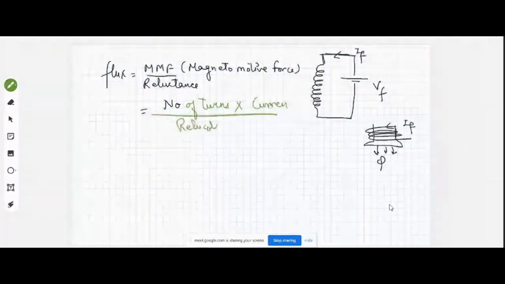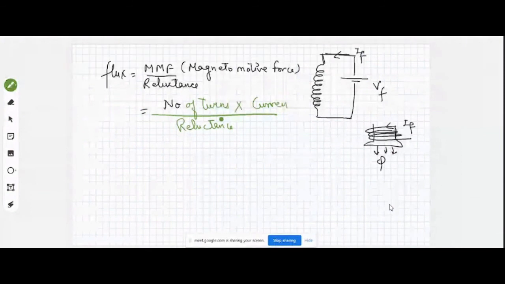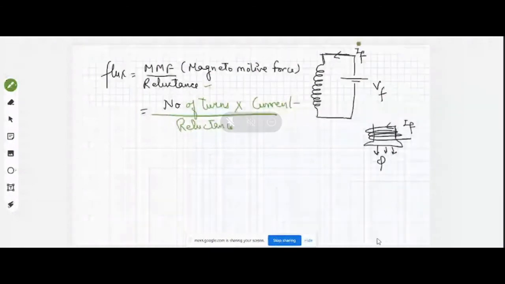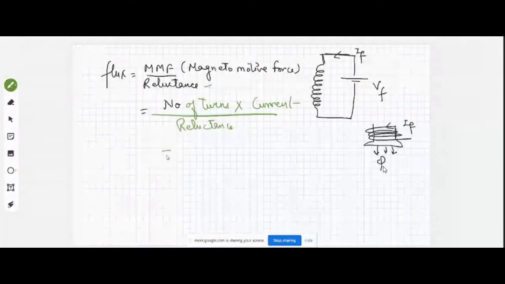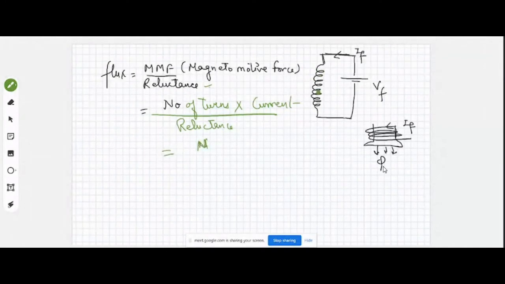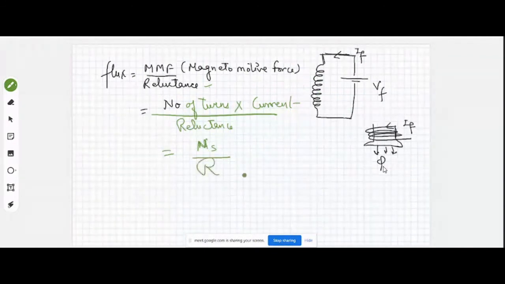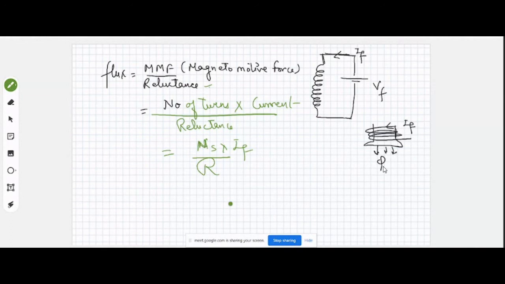Reluctance is same as the resistance, right? But it is equal to 1 upon permeability, L by A. ये सब पढ़ा होगा। Now if we see for this inductor, the number of turns will remain constant. Let it be the number of turns on your stator winding are NS, where reluctance is R, the current is IF.